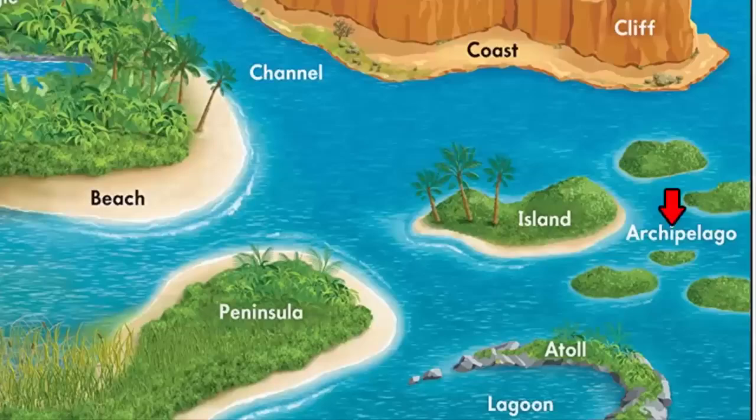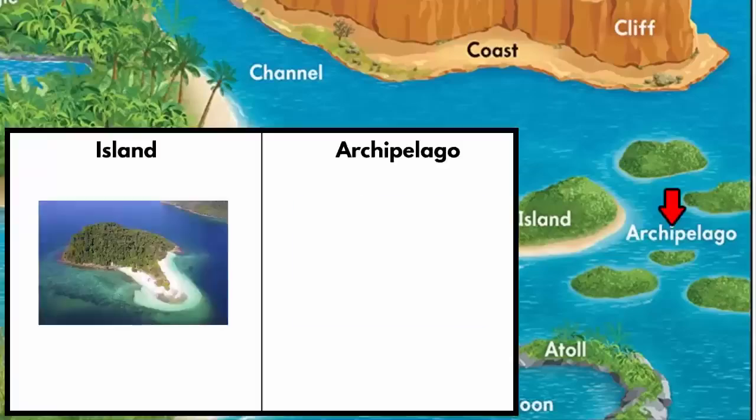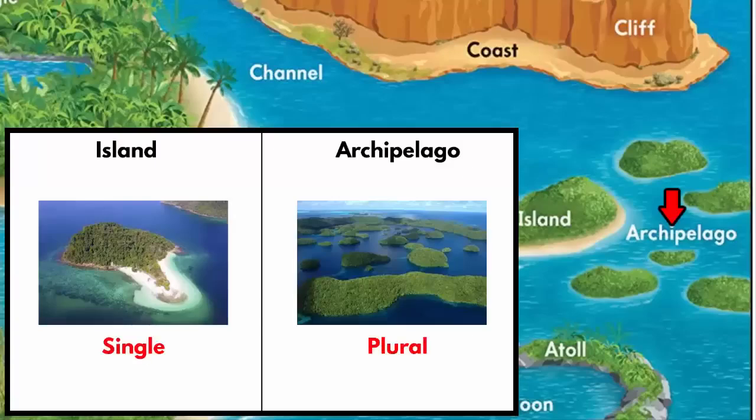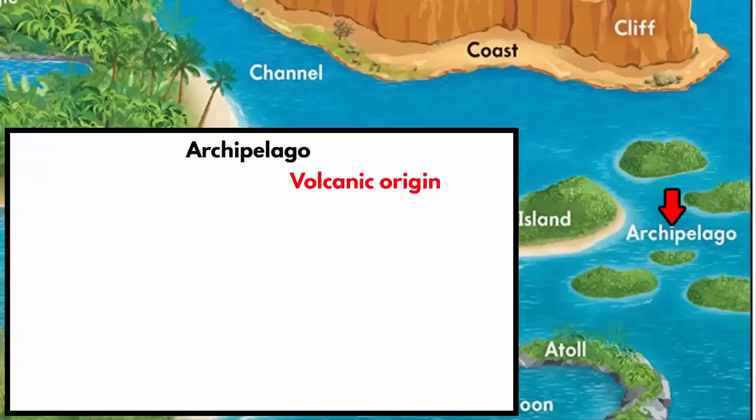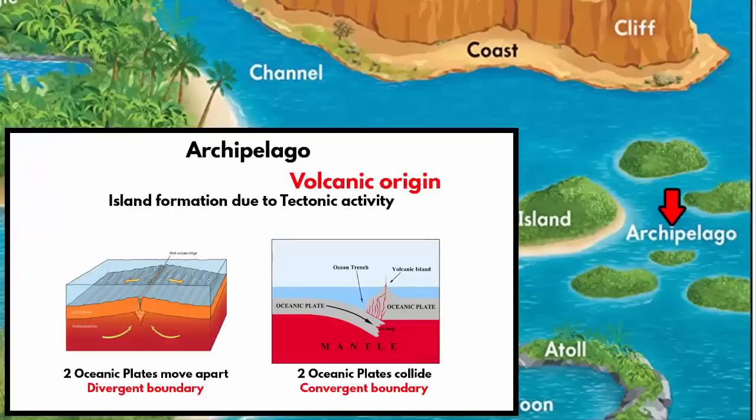The next one is Archipelago. They are also islands, but the only difference between an island and an archipelago is that archipelago is the plural form of an island. In other words, archipelago is the name given to group of islands. So an island is singular, whereas archipelago is plural, which means group of islands. Most archipelagos are of volcanic origin. That means the islands were formed by volcanoes erupting from the ocean floor.